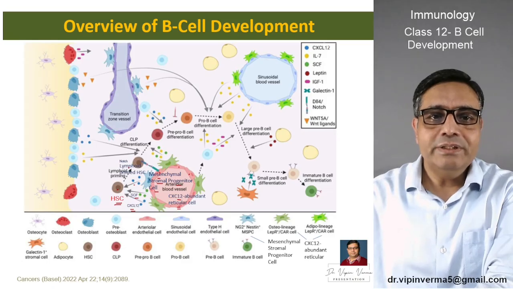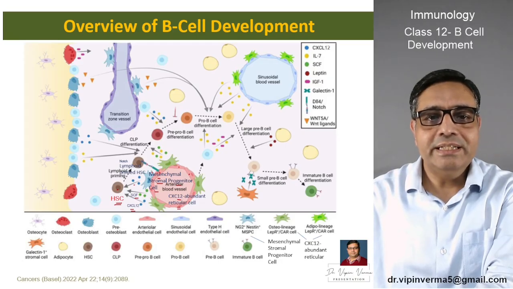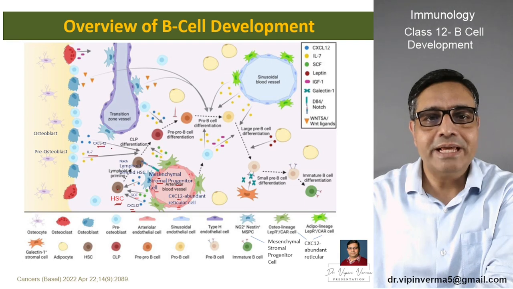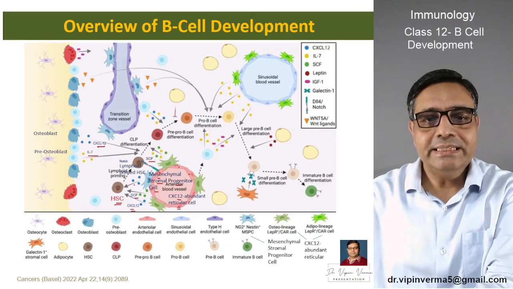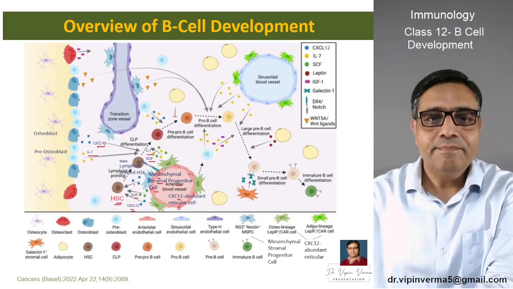Now what happens? This lymphoid primed hematopoietic stem cell, through Notch signaling with the endothelial cells as well as with the pre-osteoblast secreting IL-7 and the osteoblast secreting CXCL12, and the SCF secreted by these CAR cells, and IL-7, differentiates into the CLP, which is the common lymphoid progenitor cell.